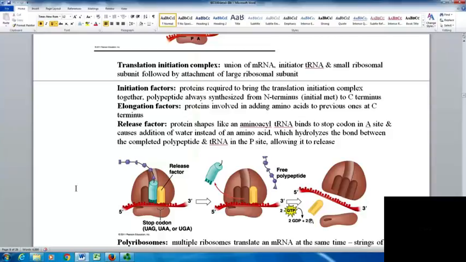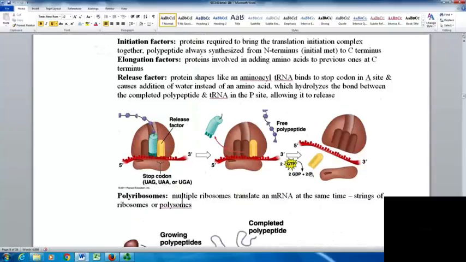Your release factors are going to be proteins shaped like an aminoacyl tRNA. They'll bind to the stop codon in the A site, and when this goes to slide in, it will cause the addition of water instead of an amino acid, which hydrolyzes the bond between the completed polypeptide and the tRNA at the P site and allows it to release. It's like having a blank come in that it tries to attach to, and it realizes, nope, you don't have an amino acid, you have a water instead, and then it will be released.